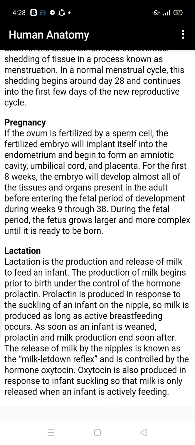What is lactation? Lactation is the production and release of milk to feed an infant. The production of milk begins prior to birth under the control of the hormone prolactin. Prolactin is produced in response to the suckling of an infant on the nipple, so milk is produced as long as active breastfeeding occurs. As soon as the infant is weaned, prolactin and milk production end soon after. The release of milk by the nipple is known as the milk let down reflex and is controlled by the hormone oxytocin. Oxytocin is also produced in response to infant suckling, so that milk is only released when an infant is actively feeding.